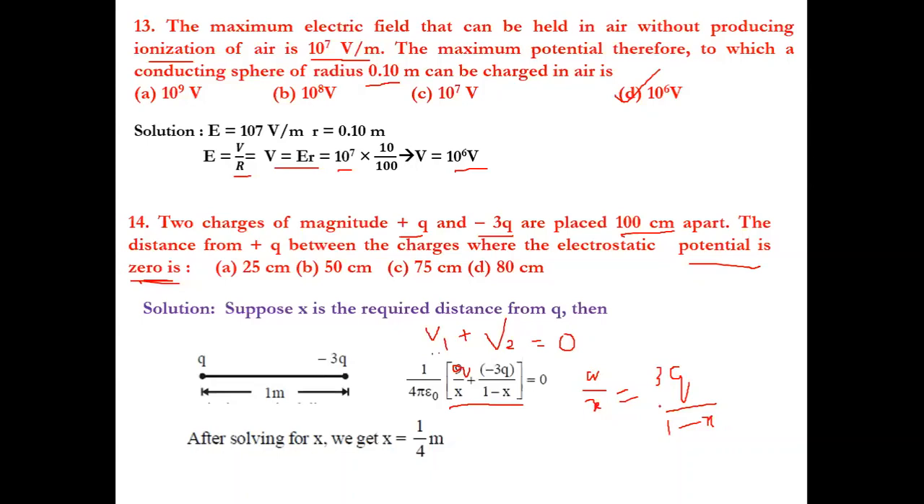You will get 1 is equal to 4x, or x is equal to 1 by 4. 1 by 4 meter is nothing but 0.25 meter, that is 25 centimeter. So the answer here is 25 centimeter. x is equal to 25 centimeter. Okay, so this is option A.